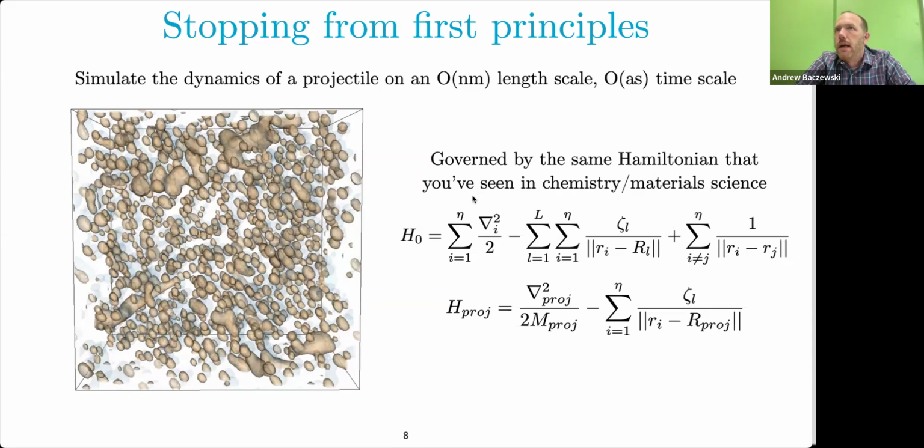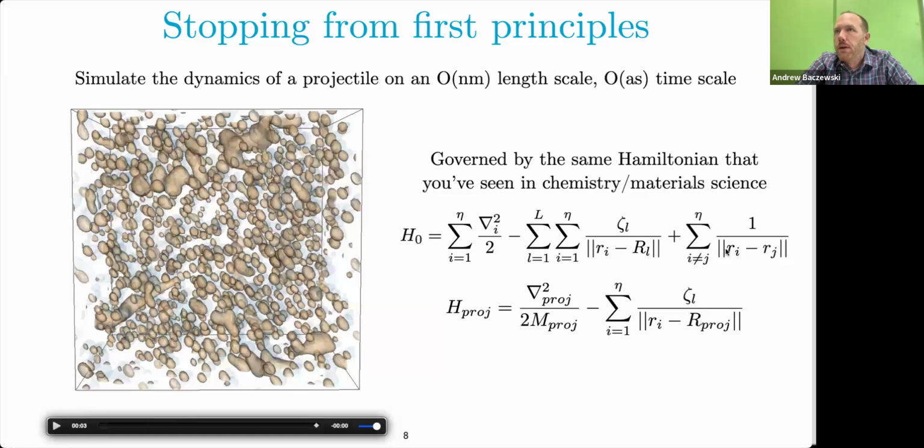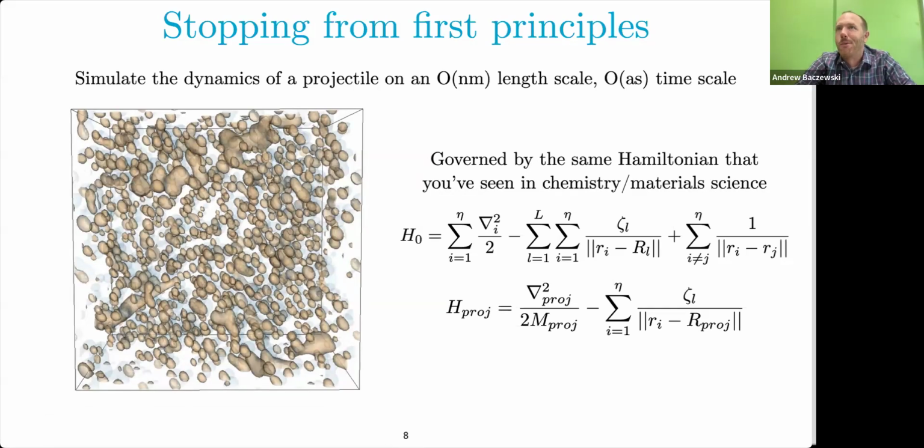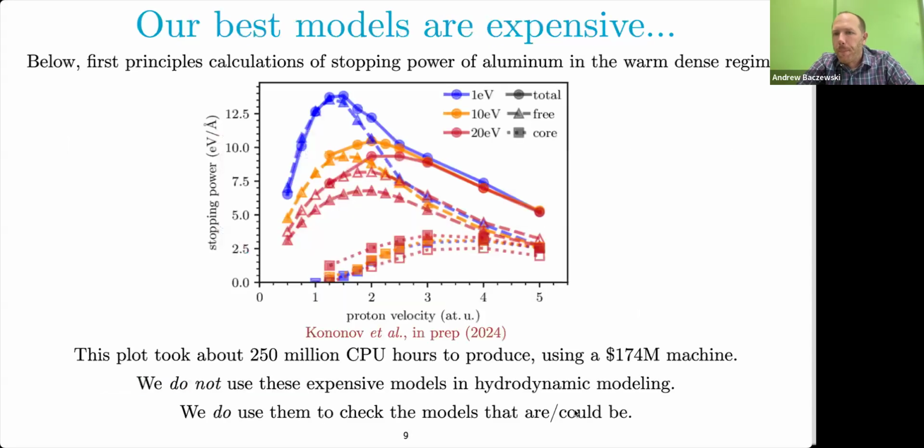You have the kinetic energy, you have the Coulomb energy of interaction between the electrons and the nuclei in your burning plasma. You have the electron-electron interaction between the electrons in your burning plasma. And then you have some contribution due to the kinetic energy of the projectile and its Coulomb interaction with everything else in the system as well. I would say that this is very standard physics in substance. There's nothing terribly exotic here, but it is still quite challenging to do these simulations.